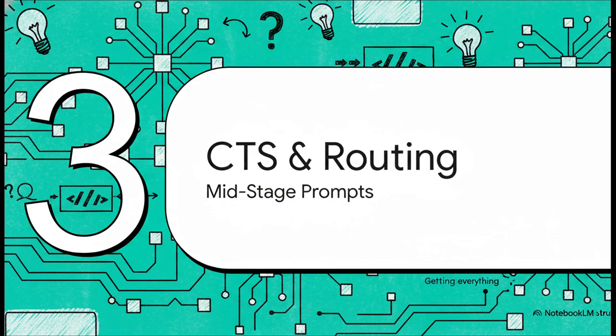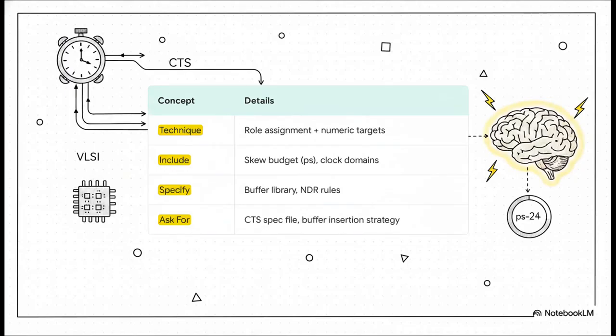Okay, so our design is placed. Now for the really fun part, building the clock tree and actually routing everything. Let's look at the best prompting strategies for these super critical mid-stage tasks. When we're talking about clock tree synthesis, or CTS, the most effective technique is combining role assignment with really specific numeric targets. You're going to tell the LLM the exact skew budget in picoseconds, you'll define your clock domains, and you'll specify all those technical details, like the buffer library and any NDR rules. You're basically prepping the model to act like a CTS specialist.